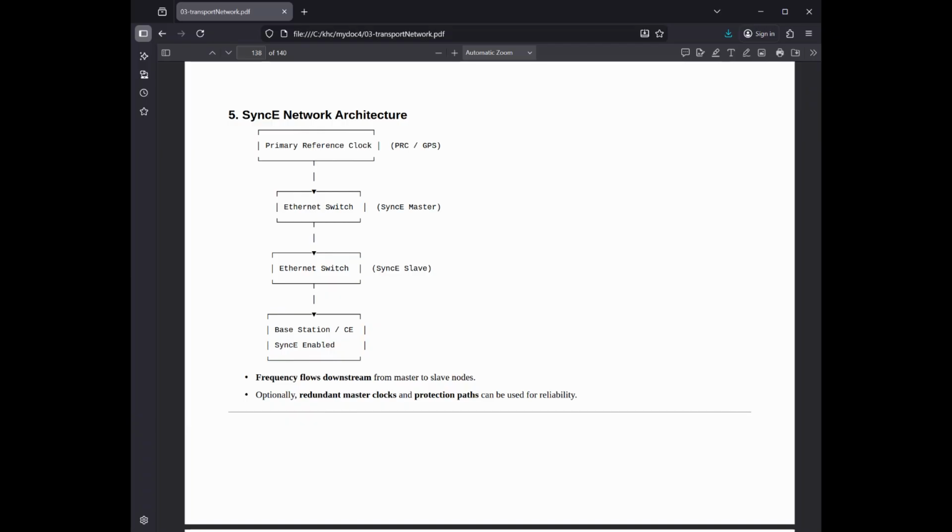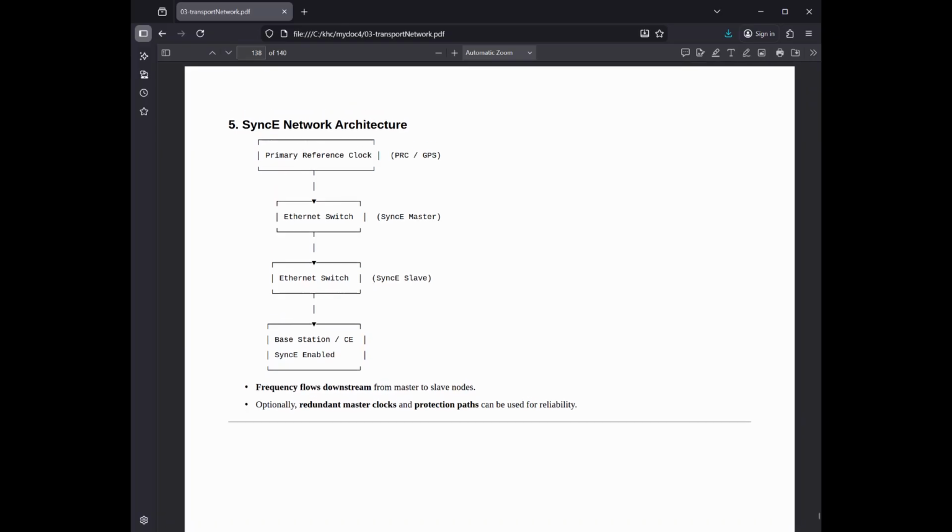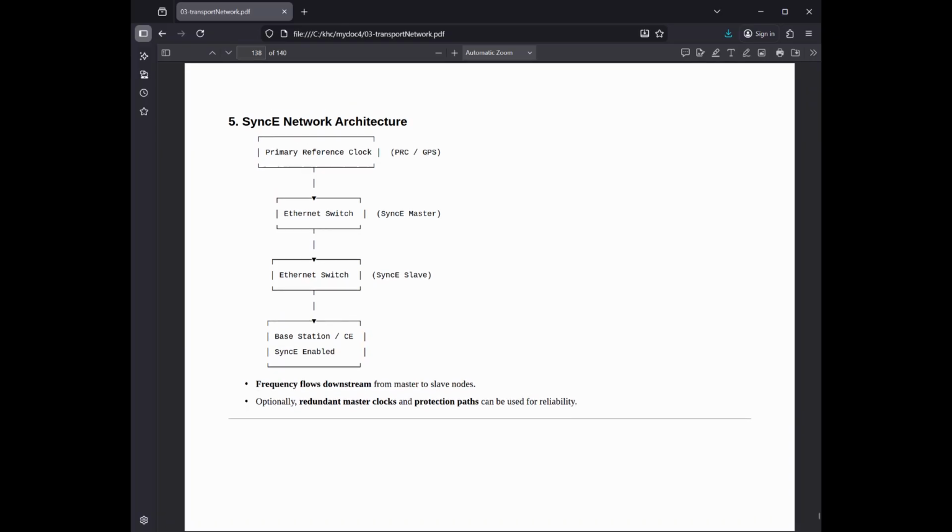3. The control plane, ESMC and SSM. A critical part of the architecture is the Ethernet synchronization messaging channel, ESMC. Without it, a node wouldn't know if the clock it is receiving is high quality or failing. Synchronization status messages, SSM. These are heartbeat-like packets sent over the ESMC, standardized in ITU-T G.8264.